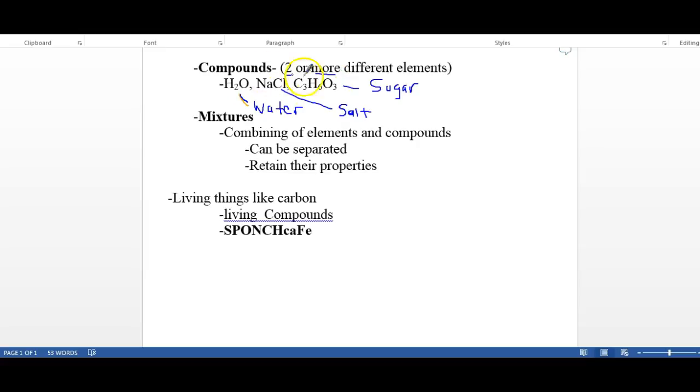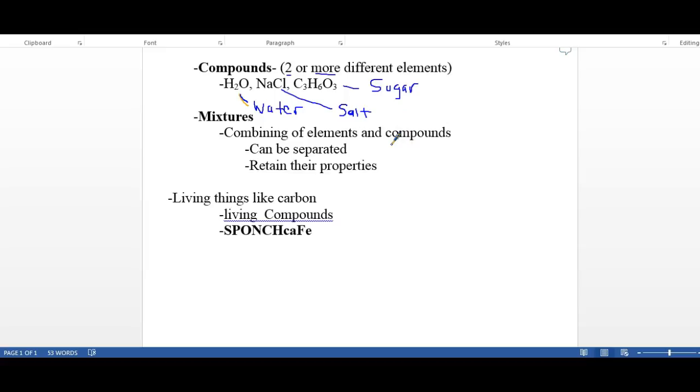And these elements and compounds are joined together by bonds, and we're also going to learn how that occurs as well next week. But these are compounds, 2 or more different. Okay. Then we have something called a mixture. So this is when you combine elements and compounds together.